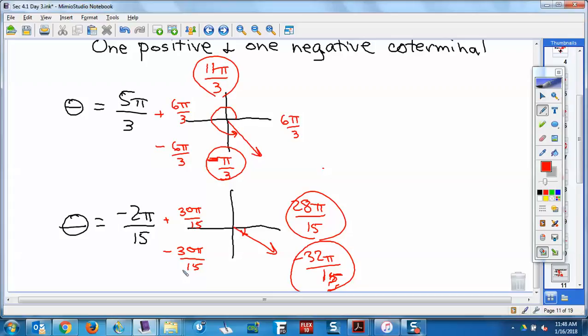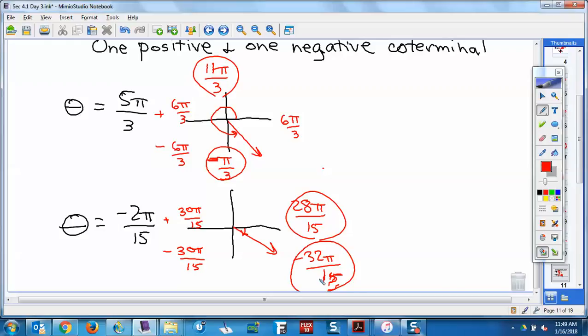And then likewise down here, we said we would add 30 pi over 15 and we would take away 30 pi over 15. So that gives you 28 pi over 15, and that gives you negative 32 pi over 15, right? It's just like adding like terms, just like adding x's together, adding pi's together, same thing. 2 pi plus 3 pi is 5 pi, right? It's very much the same idea.